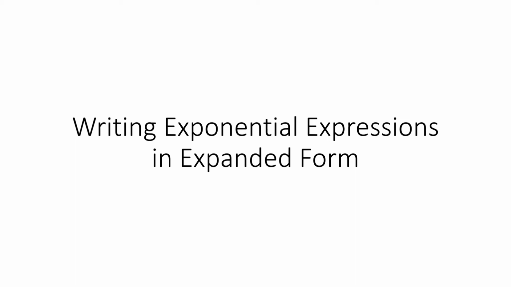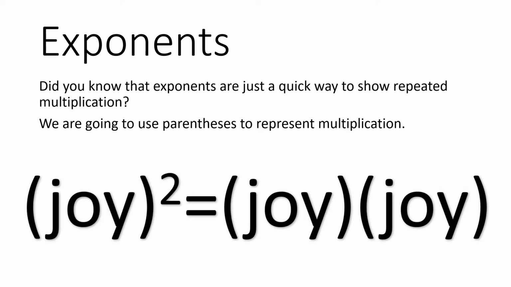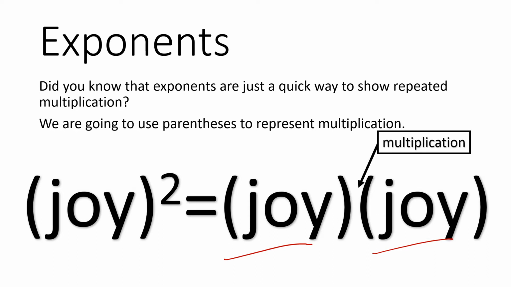In this video, we're going to be learning about writing exponential expressions in expanded form. Did you know that exponents are just a quick way to show repeated multiplication? We're going to be using parentheses to represent multiplication in this video. And so I have an example here where joy is the base and 2 is the exponent. So as you can see, joy squared is the same as joy times joy, where the parentheses represent the multiplication. The parentheses in between both of the joys is where the multiplication is taking place.